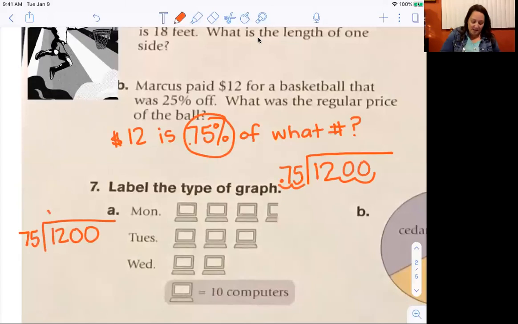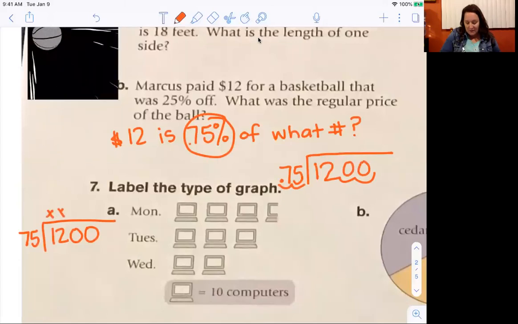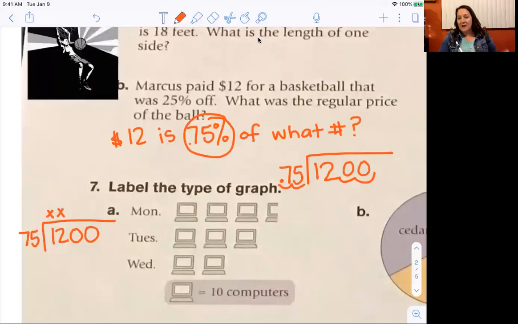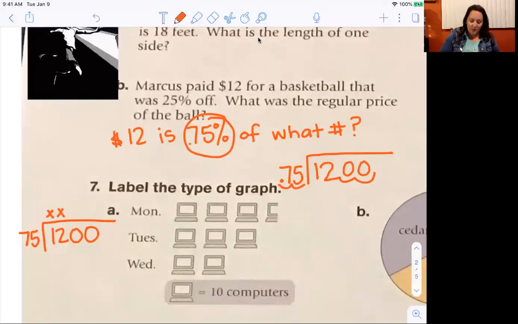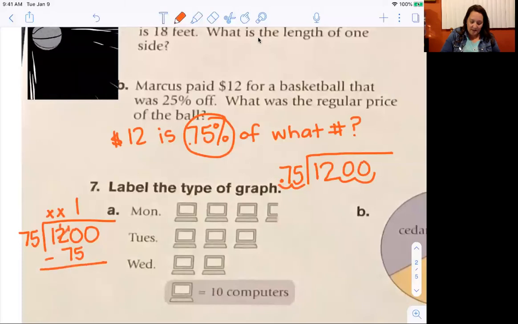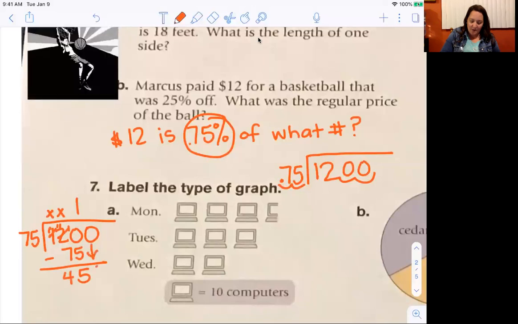75 into 1 doesn't go. 75 into 12 doesn't go. 75 into 120. Well, I know 2 75s would be 150, so that's too much, right? So it's going to be one time. We're going to subtract. 10 minus 5 is 5. 11 minus 7 is 4, and bring down my 0.